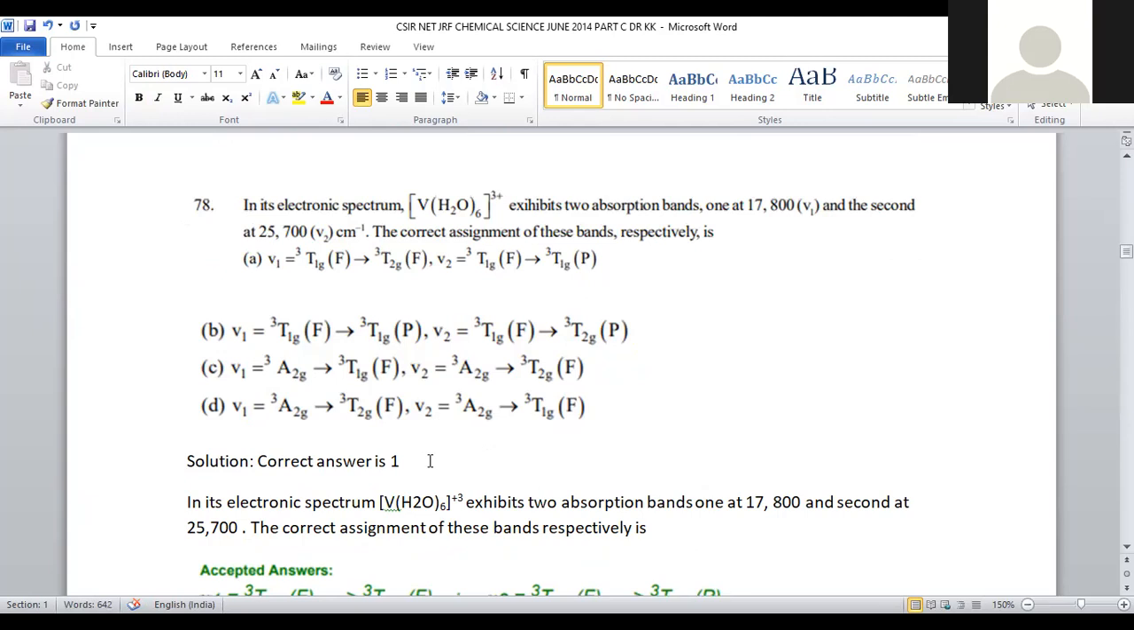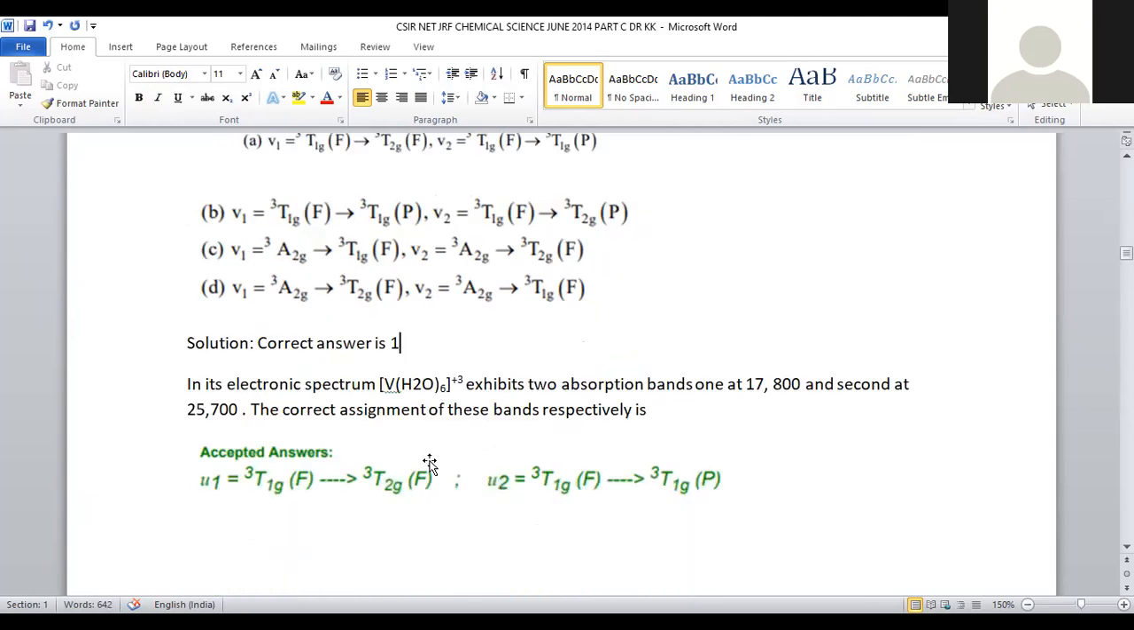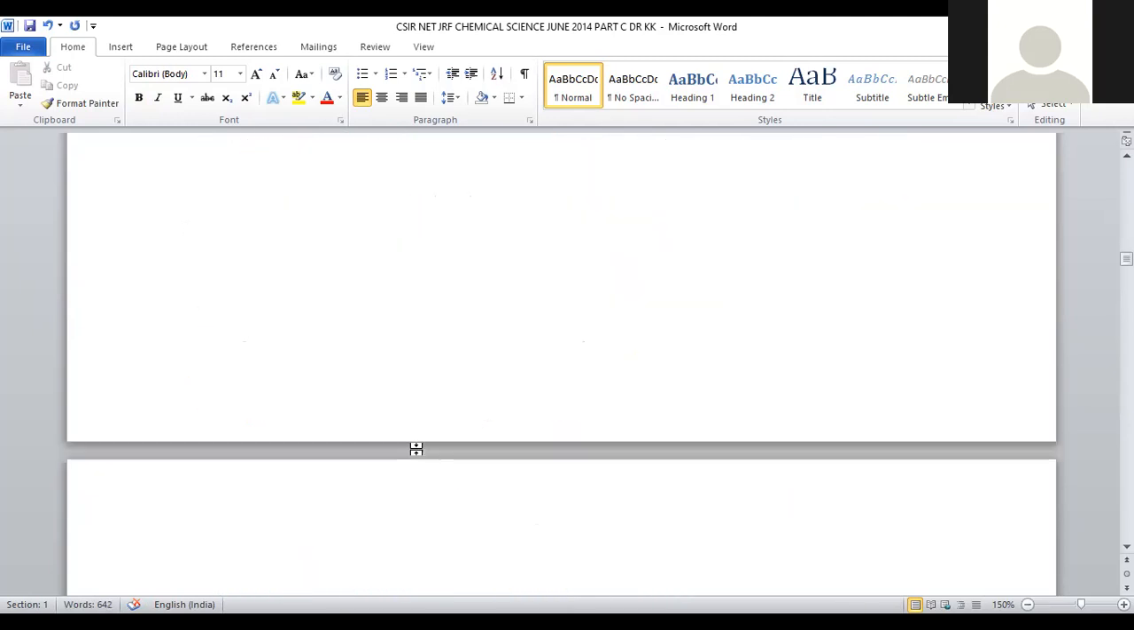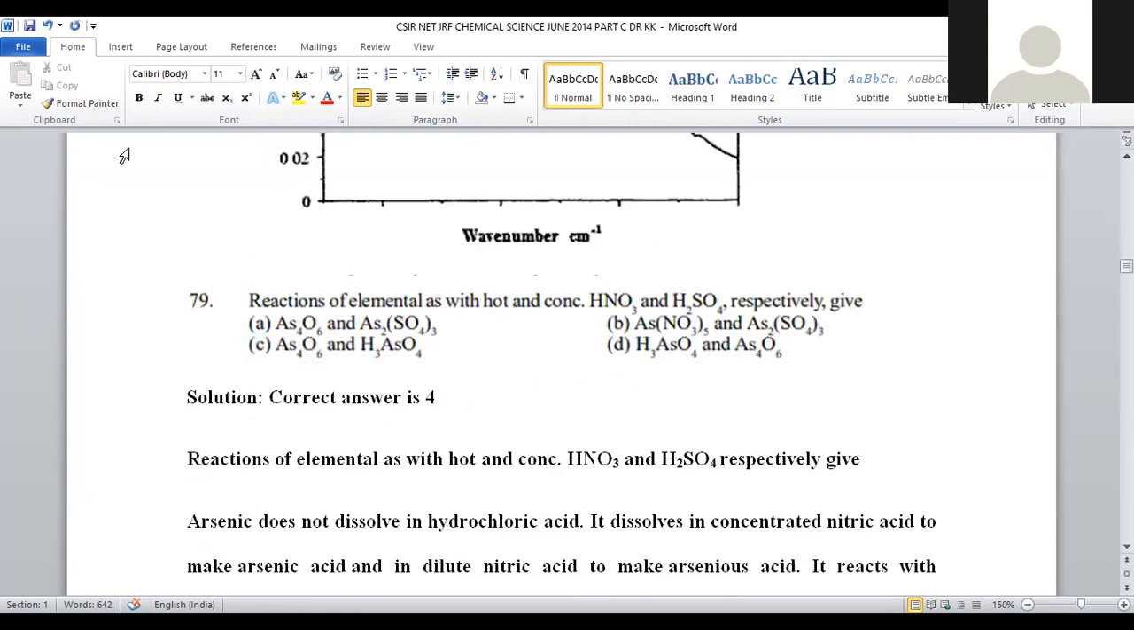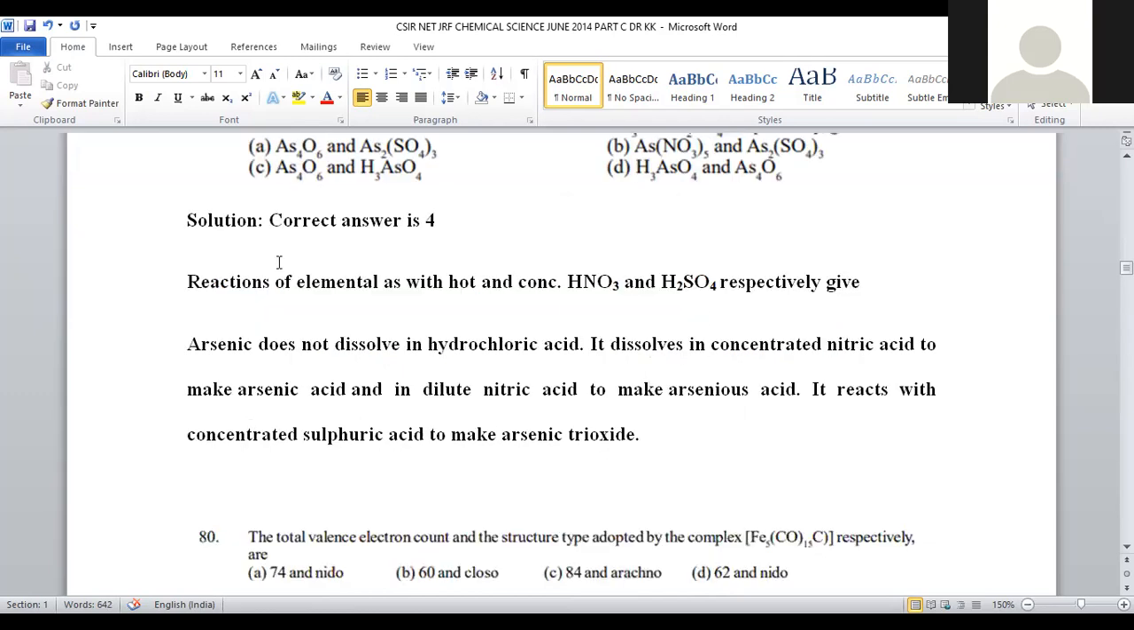So for question number 78, option number 1 is the correct answer. Let us move on to the next question, 79. Reactions of elemental As, where As denotes arsenic, with hot concentrated nitric acid and sulfuric acid respectively. Whenever arsenic is treated with sulfuric acid and nitric acid, what will be the product generated?